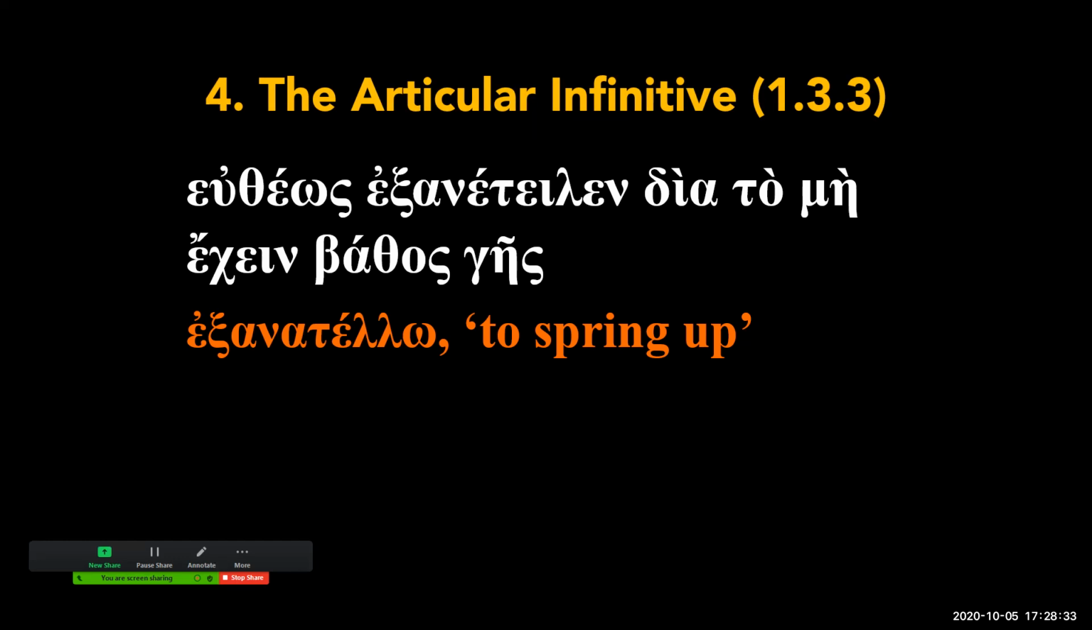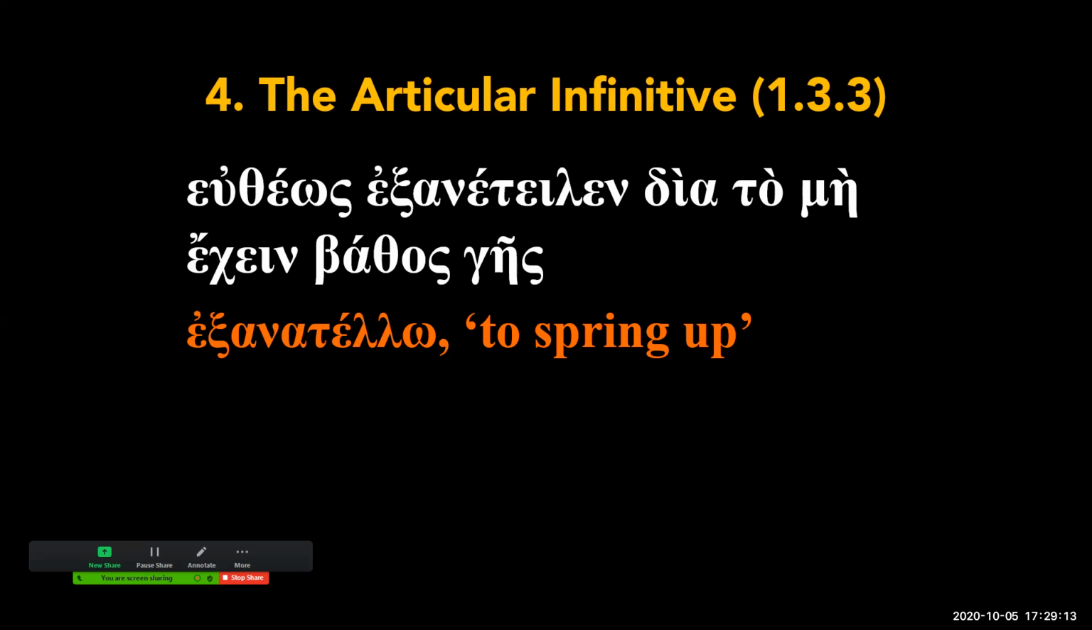Straightway, eutheos, straightway it sprang up, dia to, because. Don't translate it "through what." Dia to means not "through what," it means because. Because not to have much or great ground, depth of ground, bathos ges, depth of ground. It didn't have deep ground.